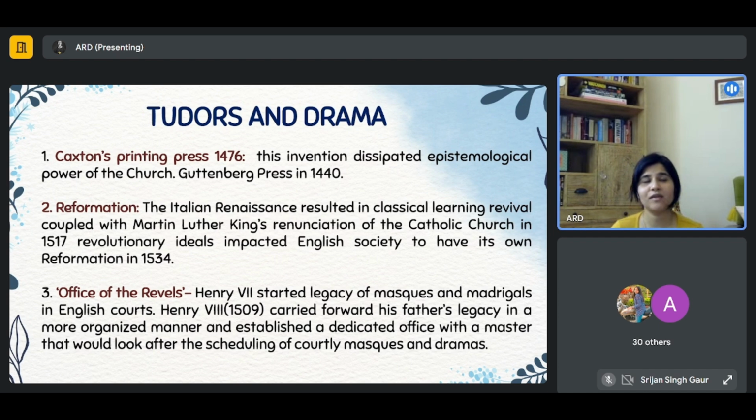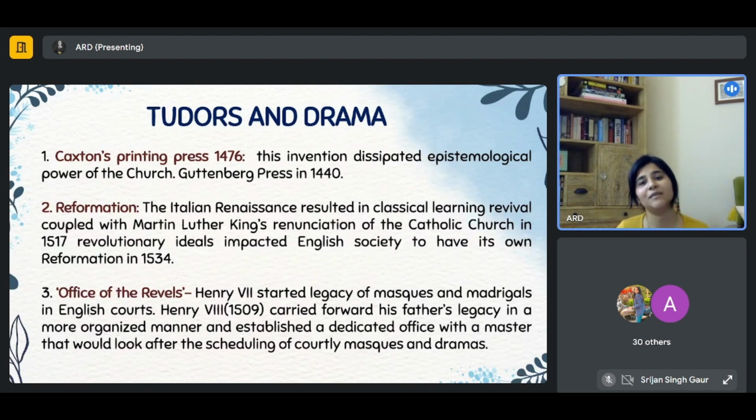The printing press was sensational in the sense that there was a lot of epistemological power in the hands of the church. You understand epistemological power, right? That's what Michel Foucault has talked about. That was the power of knowledge. All the old manuscripts and ancient scriptures, Greco-Roman scriptures, were kept in the libraries of the church, and only the high clergy had access to them. Knowledge was not in the hands of the masses.